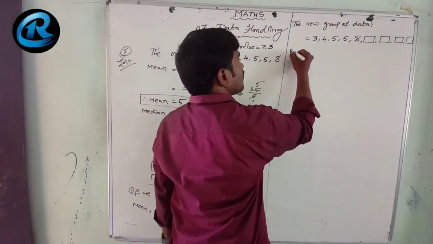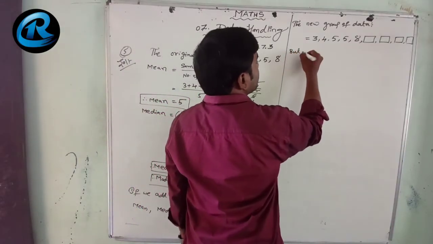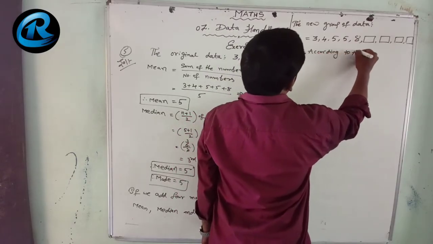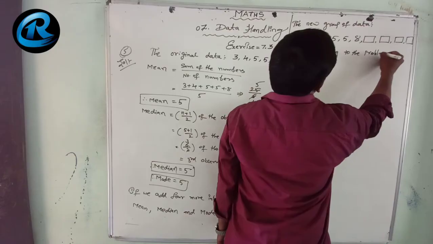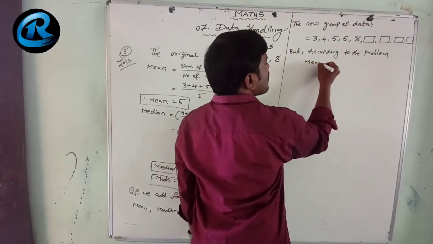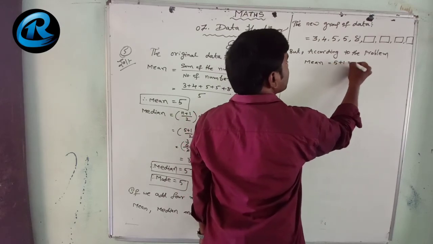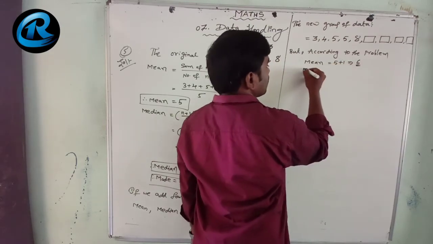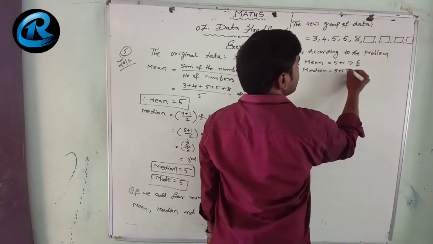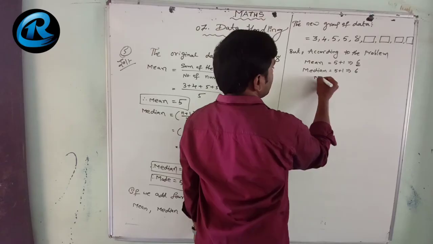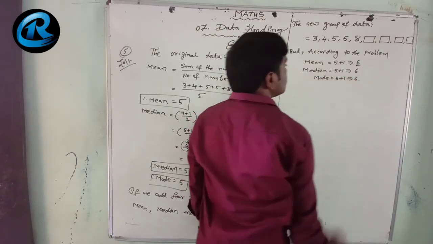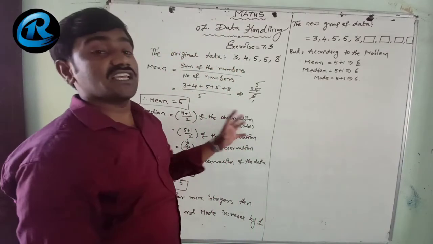According to the problem, the mean is 5 plus 1, that equals 6. The mean is 6 now. The median also was 5 before, plus 1, it is 6. Now the mode also is 5 plus 1 equals 6. Now the mean, median, and mode become 6, 6, 6.